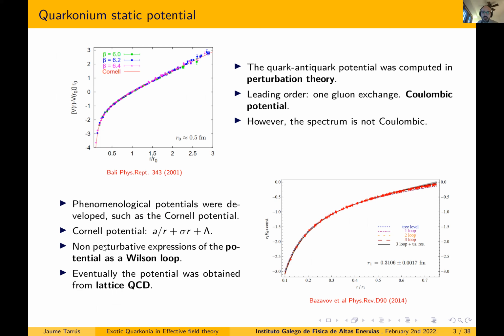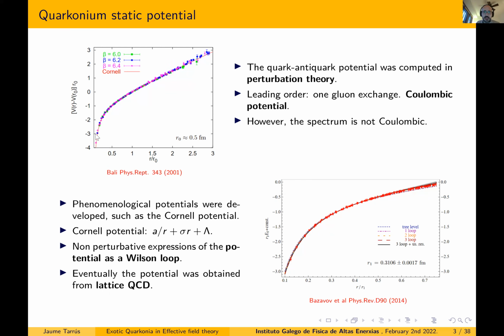However, the spectrum was found not to correspond to a Coulombic potential. So this led to several developments where people tried to find a phenomenological expression for the potential. And I think the most popular one is the Cornell potential, which has a Coulombic term, a linear term, and a constant. And then in parallel, there was work in finding a non-perturbative expression for the potential. And this was found as the static Wilson loop, which can then be evaluated with non-perturbative techniques such as lattice, which are the results that I'm showing you in these two figures.